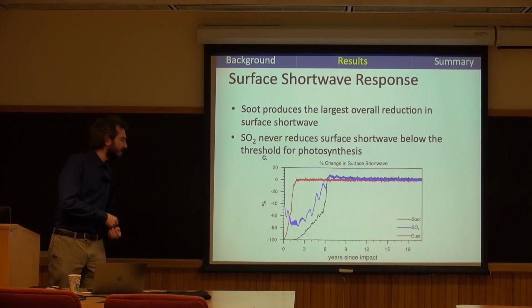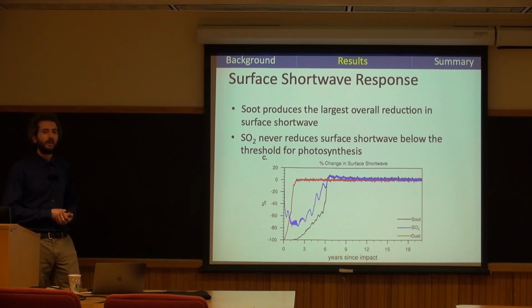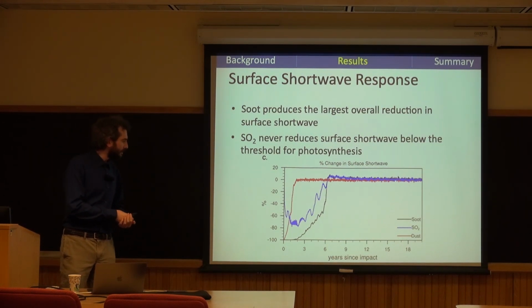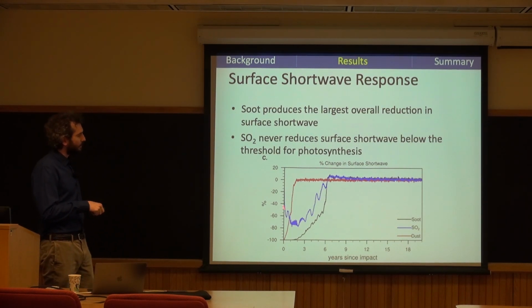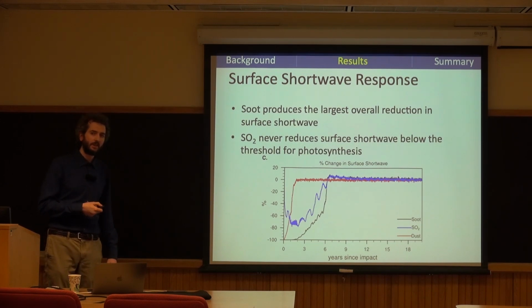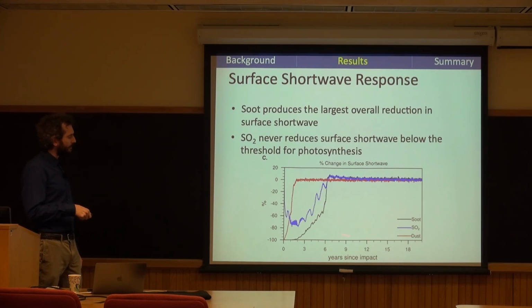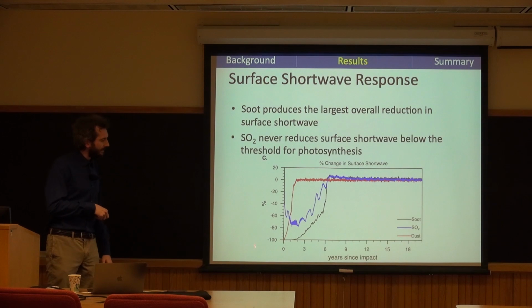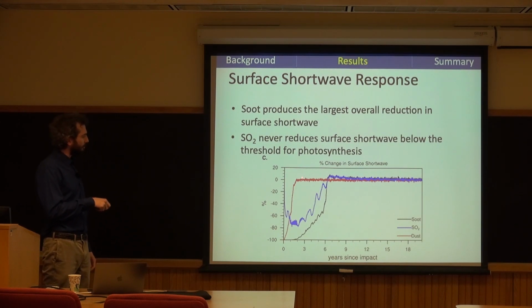All right, so moving on to some of the radiative responses and how it might affect life on Earth. Here I'm showing the % change in surface shortwave radiation from these different emission scenarios, going out 20 years into the future from the time of the impact. And the dust is in red here, the SO2 is in blue, and the soot is in black.